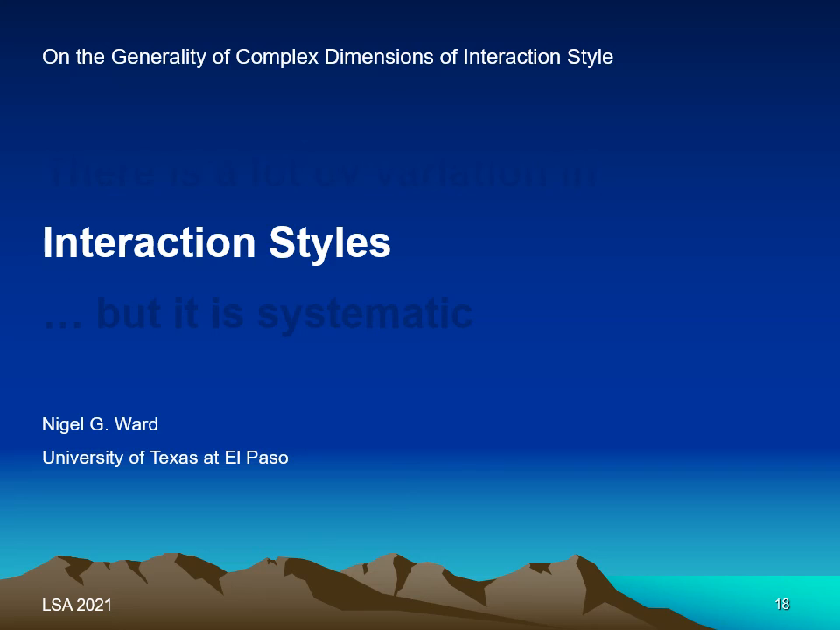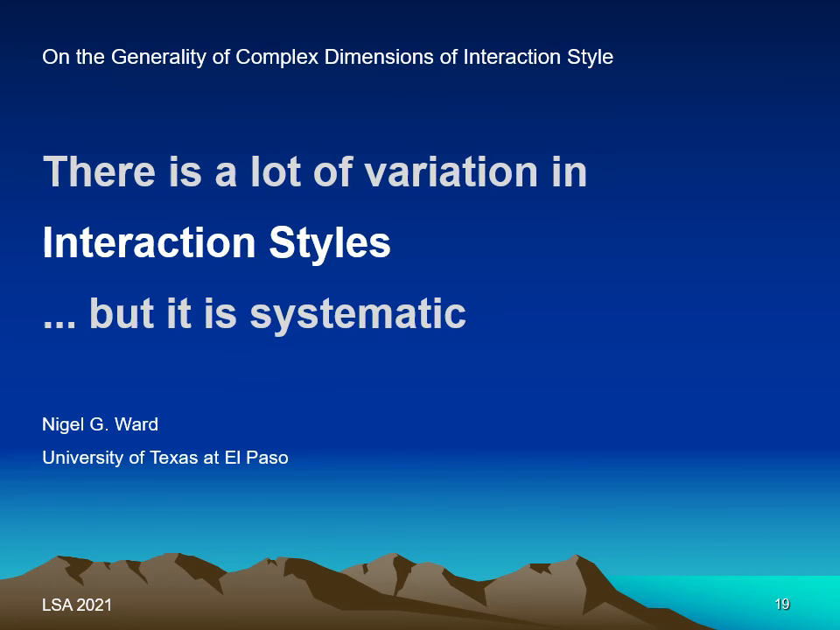Well, that went kind of quickly. This is actually a journal article in preparation, which I'm happy to send to anybody. But the bottom line is that interaction styles are pretty interesting. There is certainly a lot of variation in interaction styles, more than I think most people probably ever thought, but it really is systematic. There's 8 dimensions that explain a lot of what's going on. That's it. I welcome your comments.